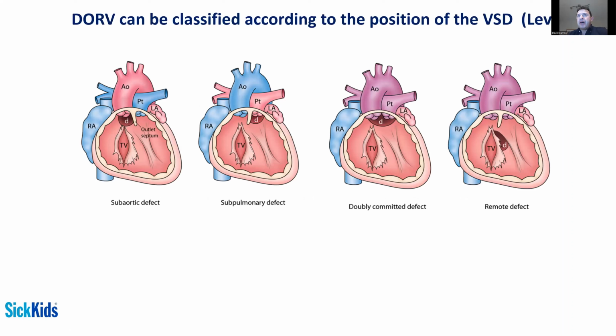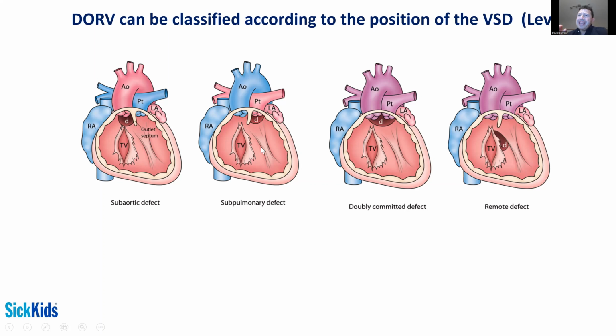So it's a good place to start with these definitions that were really from Maurice Lev of defining DORV by the position of the VSD. But as we've already heard, that's not enough information, but it's still a good place to start, because I think it helps you imagine in your head what the variety is, and it's the definition of the subaortic type of defect, which we've heard is the most common, or a subpulmonary defect.